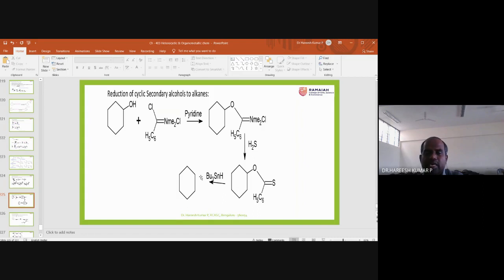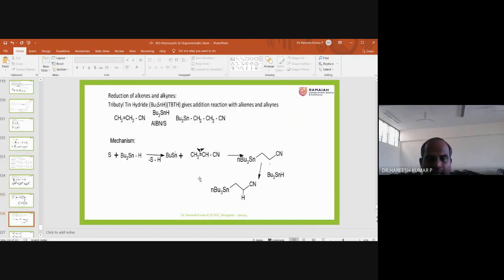This thioester, when it is treated with tributyl tin hydride, what will it do? So hydride will add to this carbon. Then this is going out. That means thiobenzoic acid is the leaving group and hydrocarbon is the product. What it means is that alcohols can be converted into hydrocarbons, removal of the hydroxyl group can be achieved by using tributyl tin hydride. Okay, so with this, I will go to the next slide.